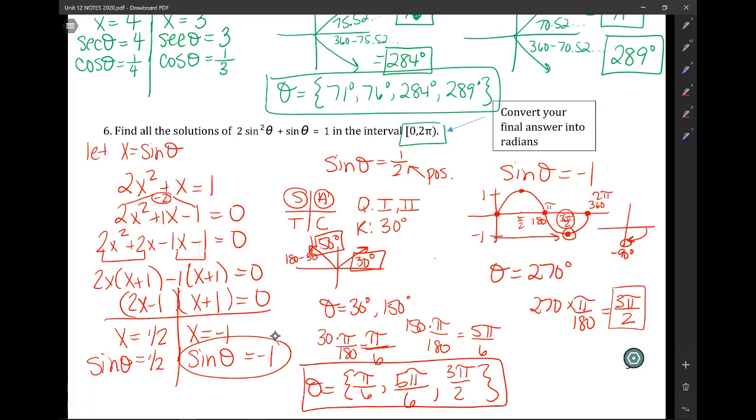All right, so hopefully that was your crash course on solving trig equations, and you will do it again next year, but way more difficult. All right.